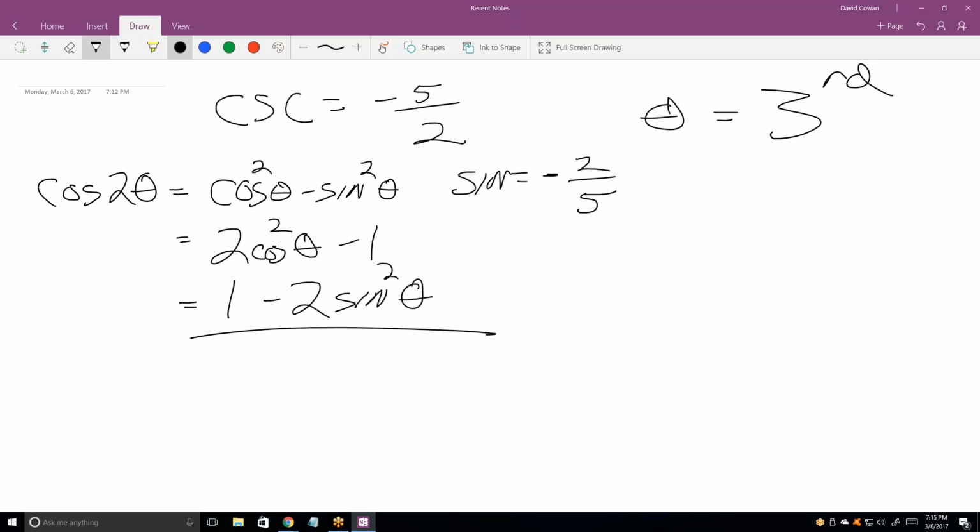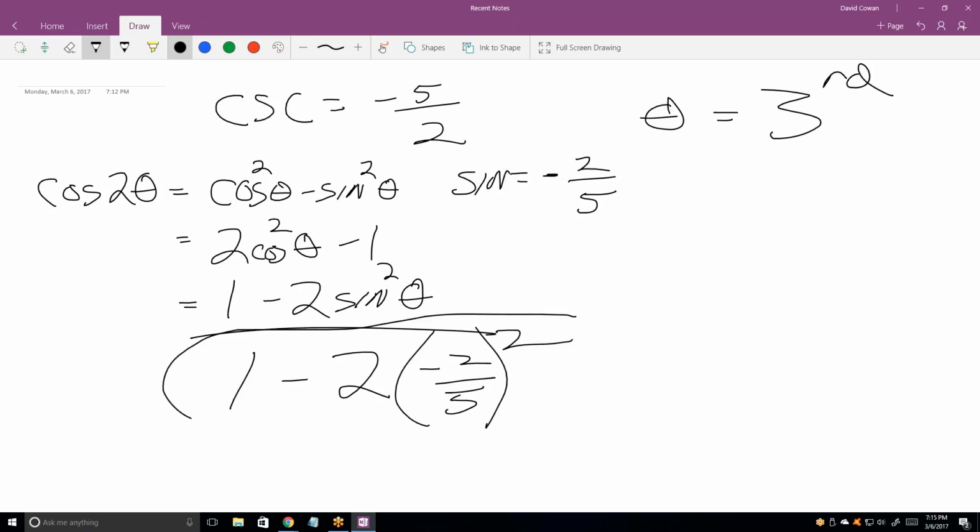So I want 1 minus 2 times minus 2/5 squared. And notice, I don't even have to worry about the quadrant because minus 2/5 squared is a positive number. Right.